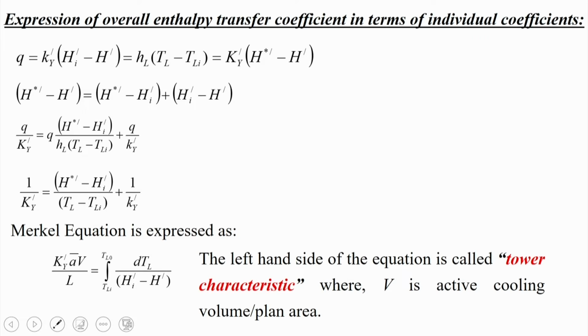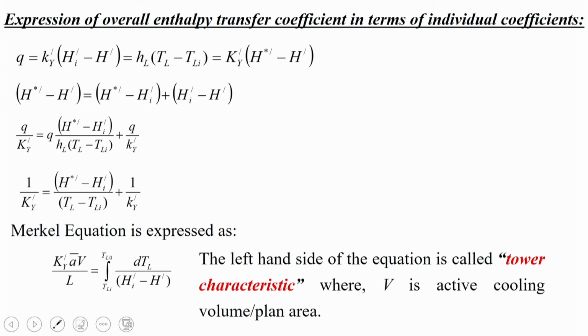capital K y prime into A bar into V by L is equal to the integral of d T L by h I prime minus h prime, integrating from T L 1 to T L 0. The left hand side, capital K y prime into A bar into V by L, is called the tower characteristic, where V is the active cooling volume per plan area.